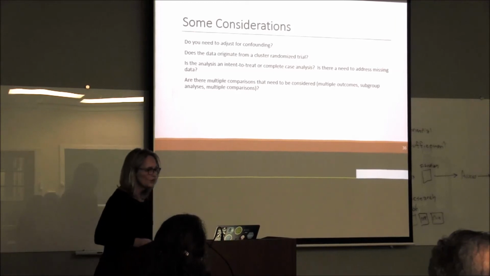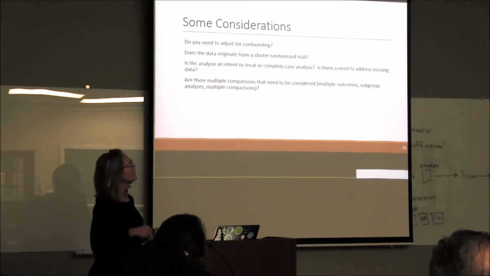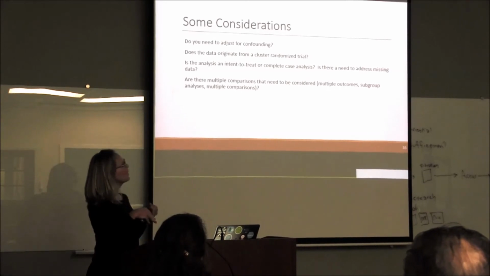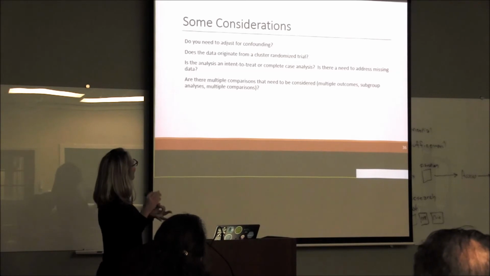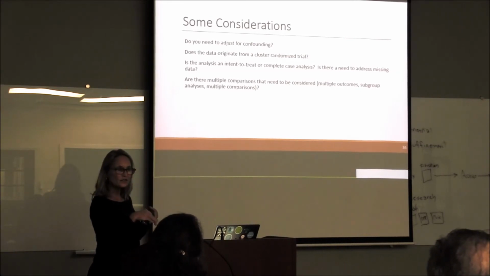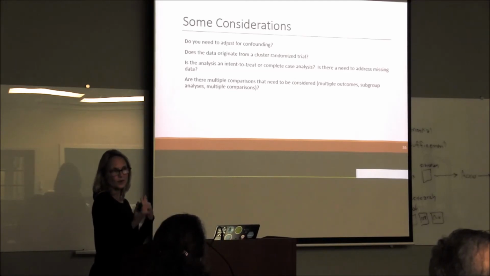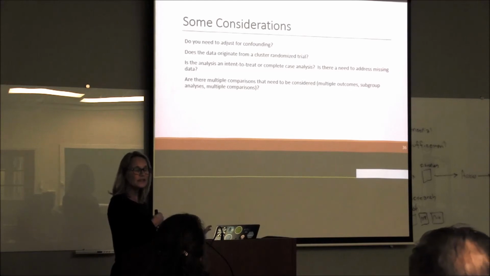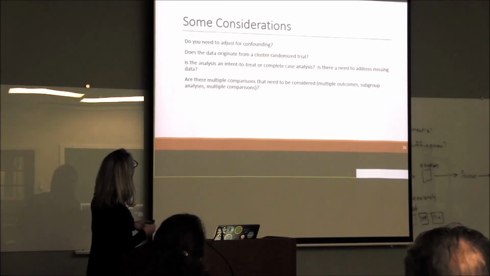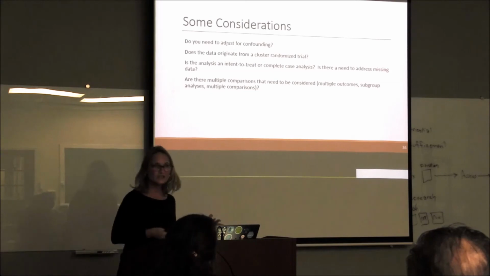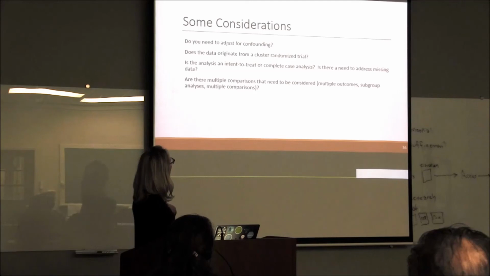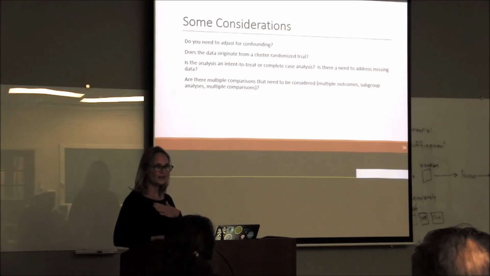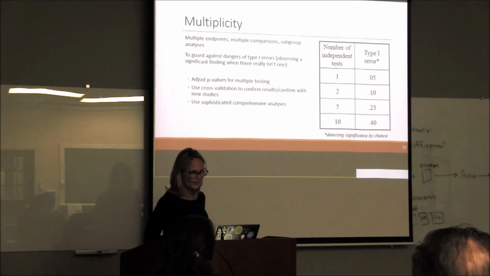You're going to ask yourself: do I need to adjust for confounding? Does my data come from a cluster randomized trial? In other words, do I have independent observations, as I mentioned before? Are we going to do an intent to treat analysis? Do we have to specify in advance our multiple imputation approach? How do we assess our patterns of missingness, because we know we're going to have it? Are there multiple comparisons that need to be considered, which is a very important consideration? Multiple comparisons come in various shapes and sizes. So, next slide.